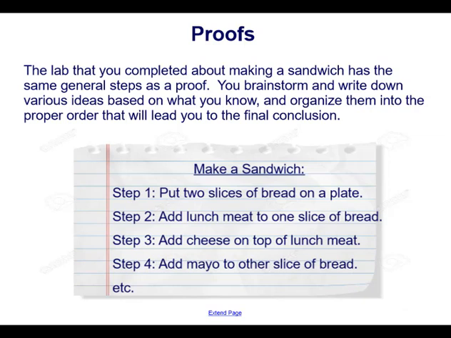But in a proof, we had to be very, very specific and give detailed directions and steps to make that sandwich to achieve that final goal. You had to make sure you had the steps in order as well, or making a sandwich just wouldn't make sense. You would not have that end result.